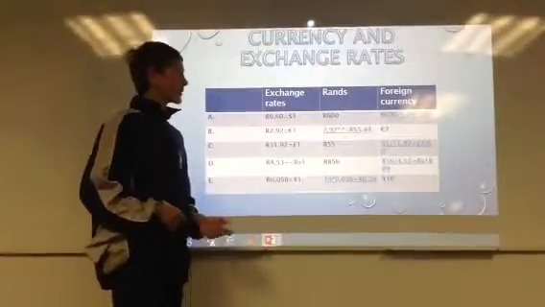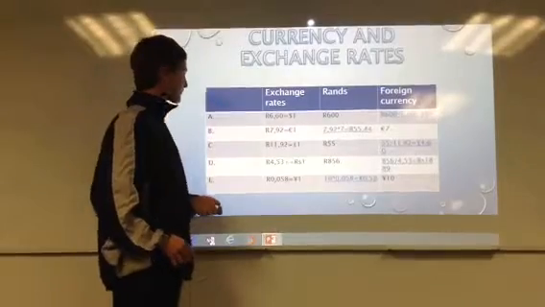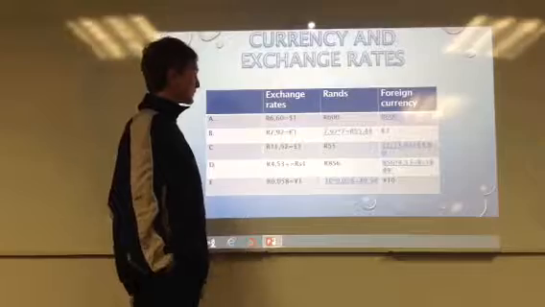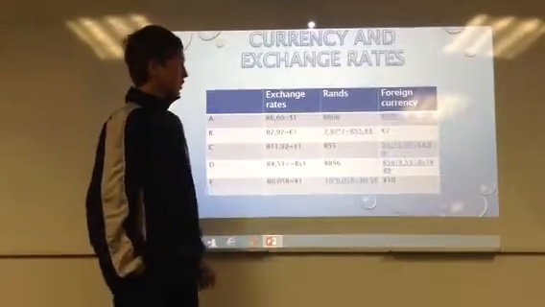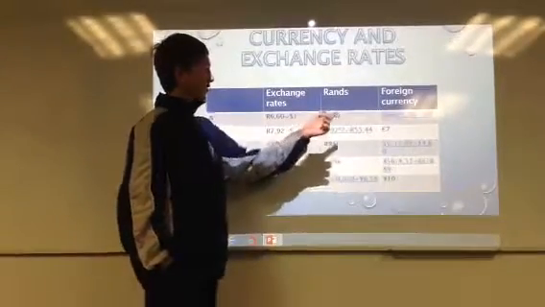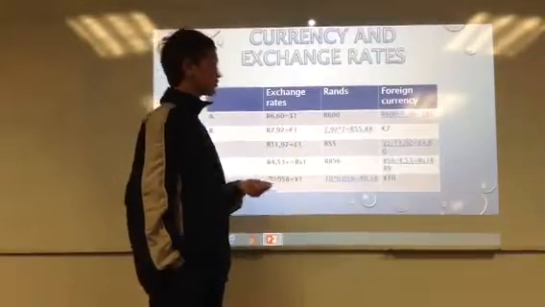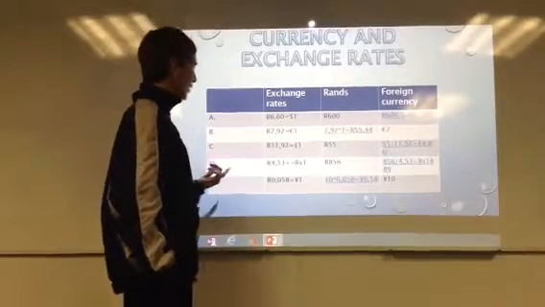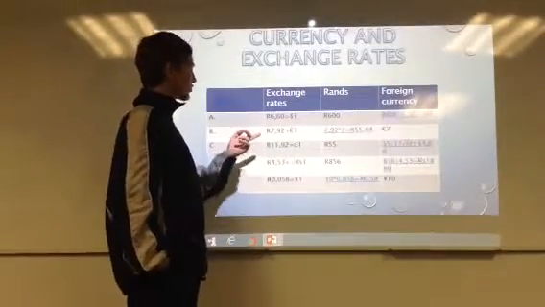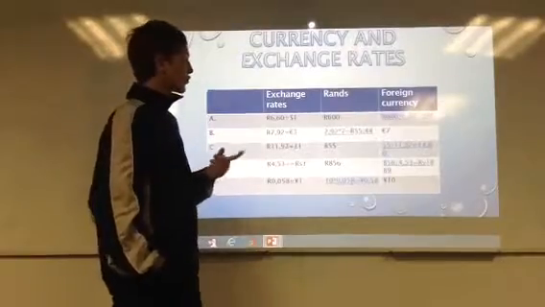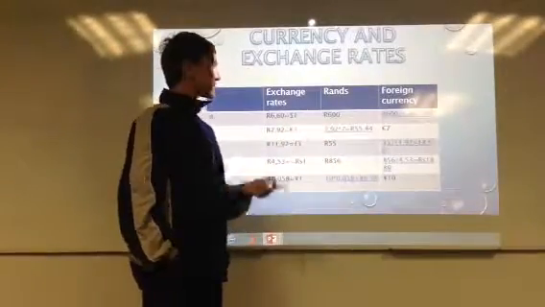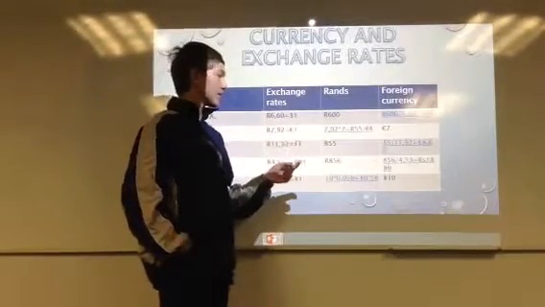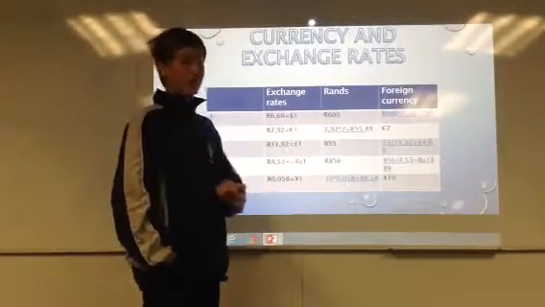This slide: currency and exchange rates. For the first one, the exchange rate is 6.16 rands equals $1. So to find out what 600 rands are in dollars, you have to do 600 divided by 6.60, and that equals $91. For the second one, the exchange rate is 7.92 rands equals €1. To find out how much 7 euros is in rands, you have to do 7.92 times 7 equals 55.44 rand.